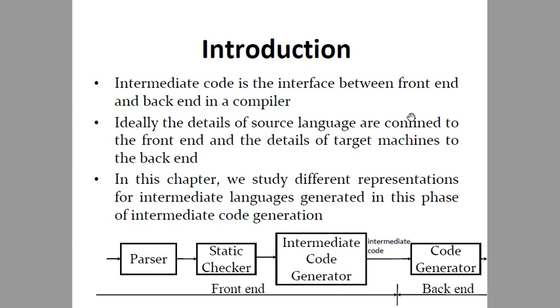end of the compiler. Ideally, the details of the source language are confined to the front end, and the details of the target machines are at the back end. In the analysis synthesis model of a compiler, the front end translates a source program into an intermediate representation from which the backend generates the target language.